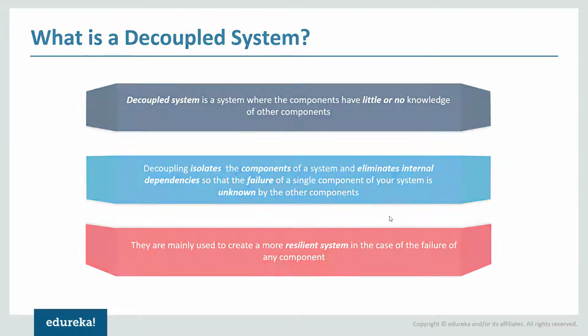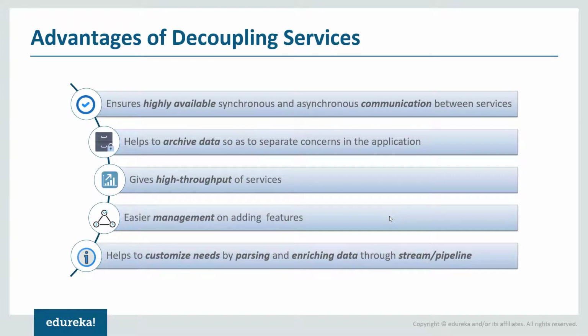There are many advantages you can get if you decouple your application services or components. One is, for sure, high availability. You can also have either synchronous or asynchronous communication based on the type of application. It will help you manage and archive your data separately, increase the throughput of the service, make feature management easy, and customize your application based on the programming language, the component, and the system requirements.